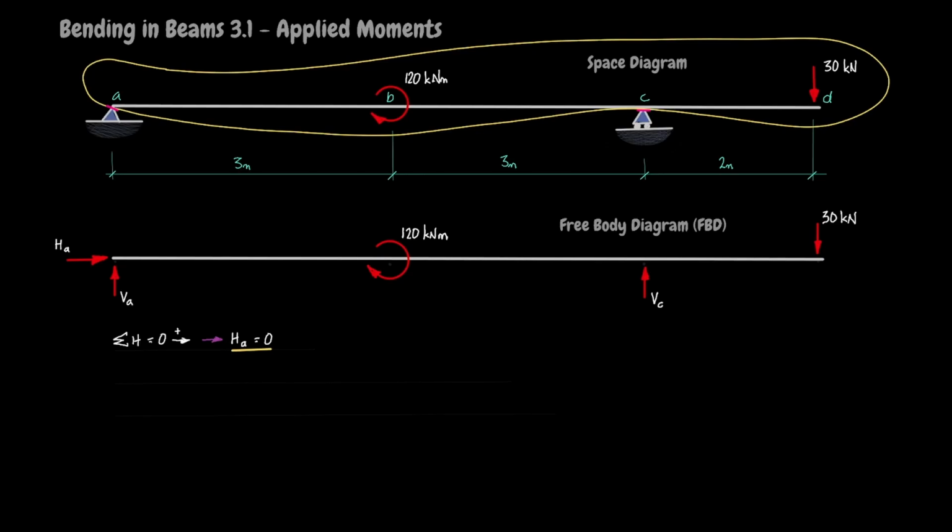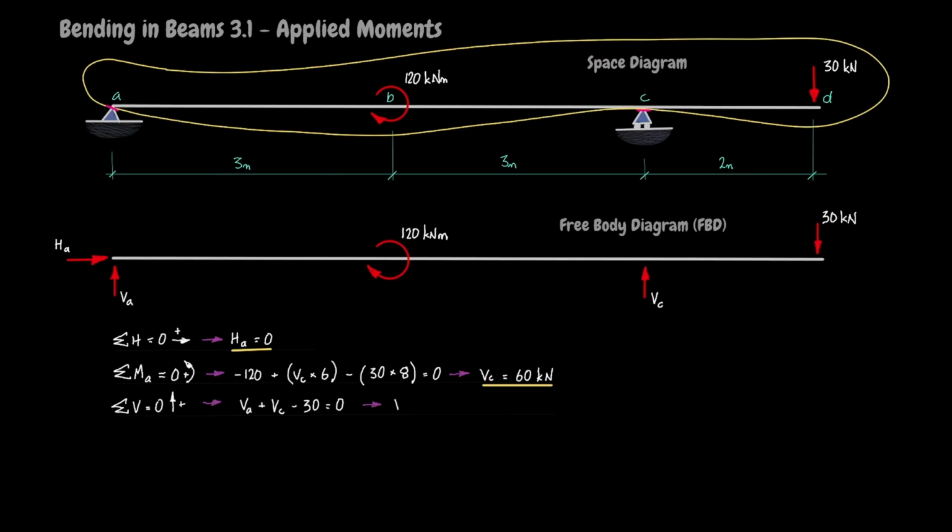When writing equilibrium equations, always say what you're doing. Start by stating the sum of moments about A equals 0, and that counterclockwise turning effects will be taken as positive. The resulting equation shows that VC is plus 60 kilonewtons. Next, summing vertical forces shows that VA is minus 30 kilonewtons.